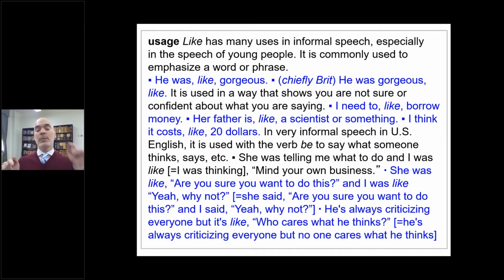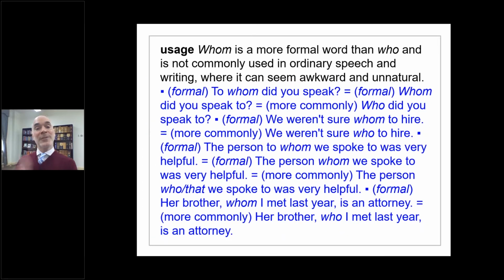And then you see that we put a literal translation, a gloss, an explanation in the brackets, so that the idea of this dictionary, this kind of dictionary, is that you and your students can use it on your own. That is to say that your students can use this, and there will be an explanation right there given in the dictionary definition for this usage. Whom is kind of the other side of the coin. It's a little bit more formal. So whereas like is a kind of informal use, whom is a kind of formal use.